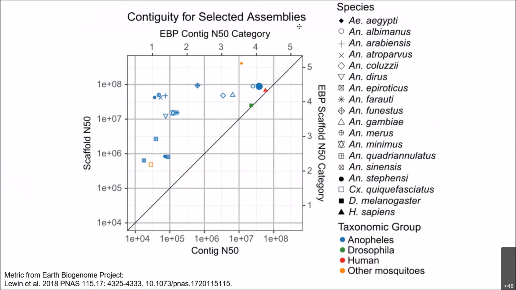And this is a slide that I present whenever I'm speaking about mosquitoes, and it's just a brief display of the contiguity of these assemblies. So how many gaps are there? How long are the individual contigs?